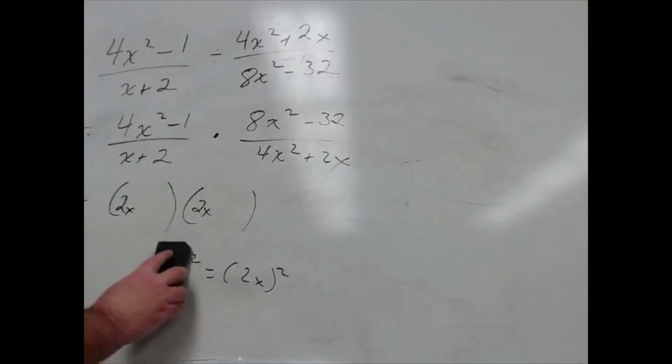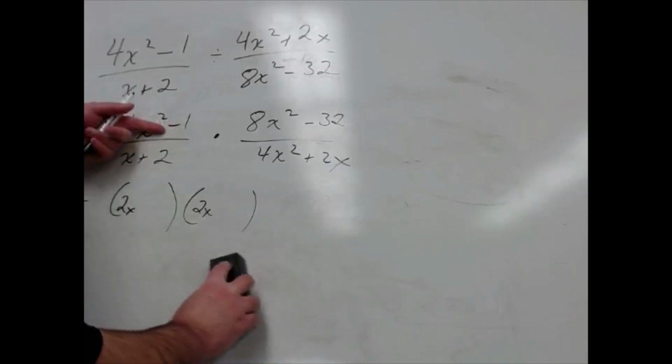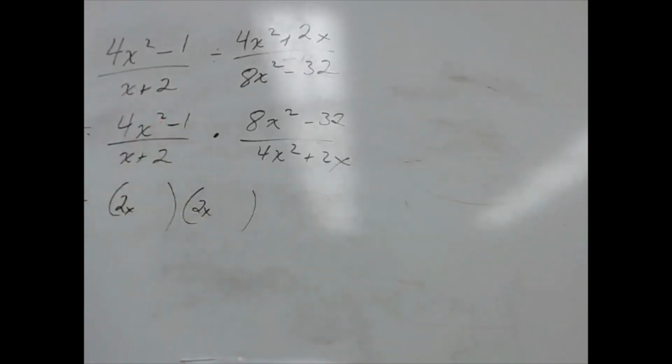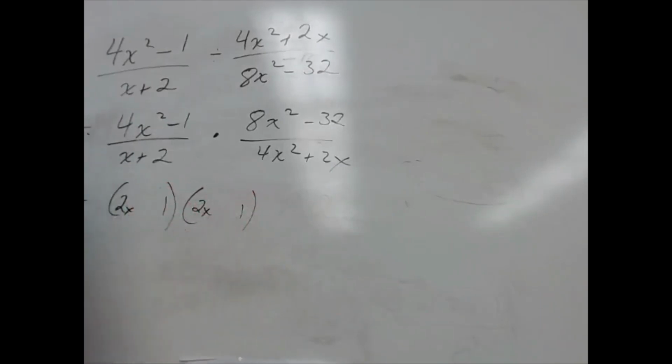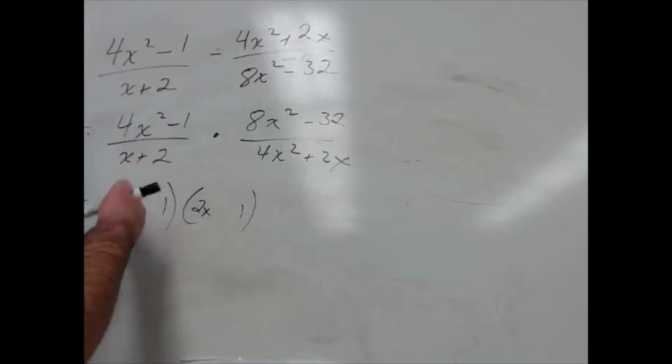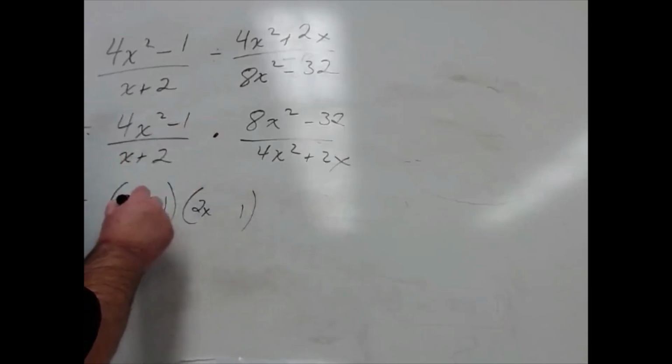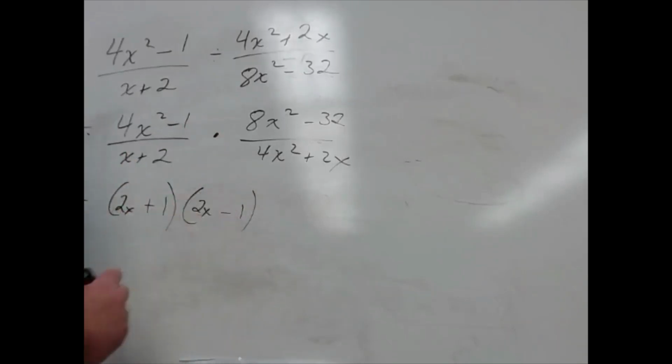Up here, this is 1. And what's being squared to give me 1? Well, that's 1, because 1 times 1 is 1. So that goes in the right-hand position, 1 and 1. To factor a difference of squares, one of the brackets gets a plus sign, the other one gets a minus sign. So 4x squared minus 1 factors to 2x plus 1 times 2x minus 1.